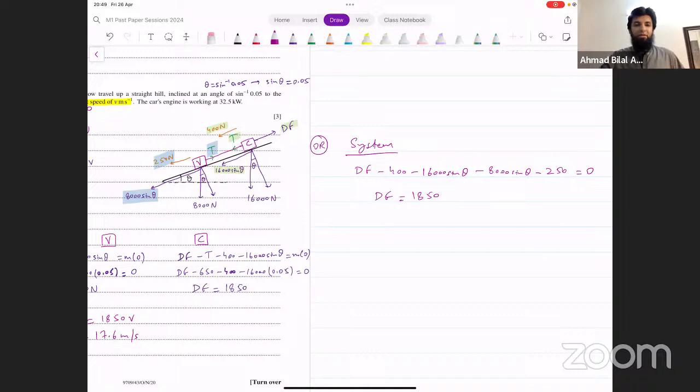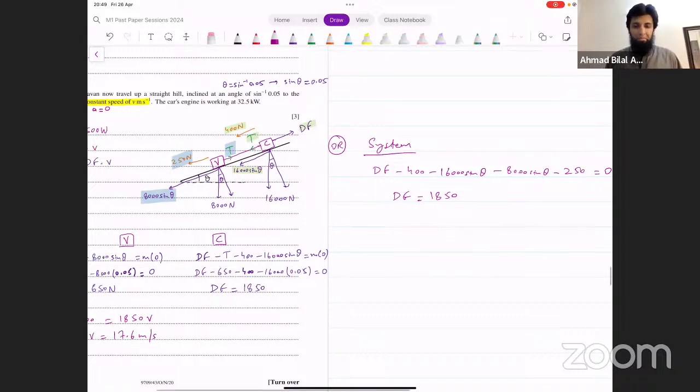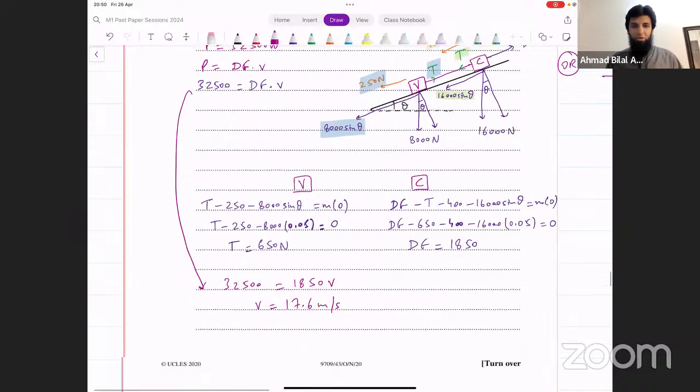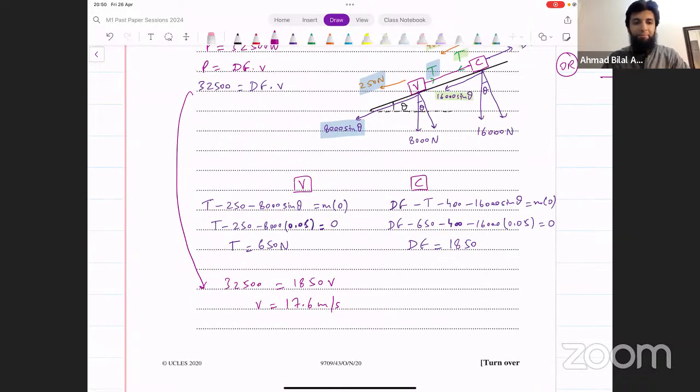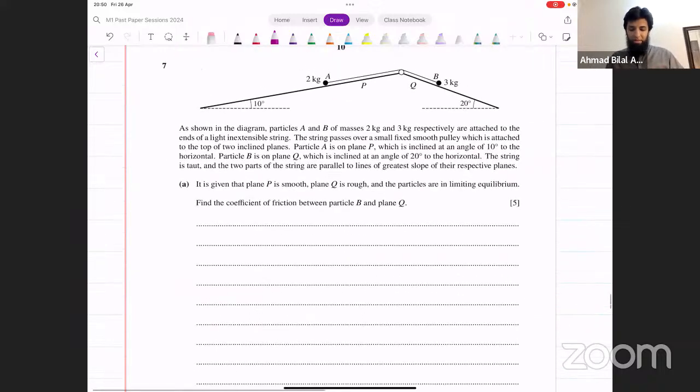Make sense? Any problems with this? No issues? Okay, let's look at the last question now. The next question, that's question number 7. And then we end.